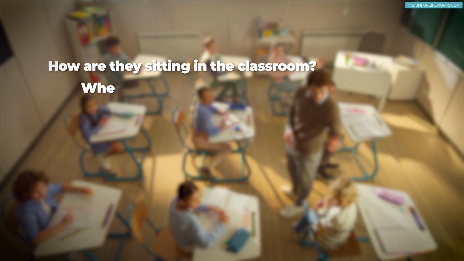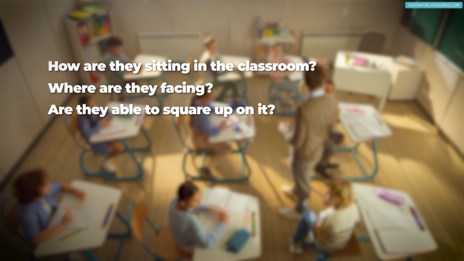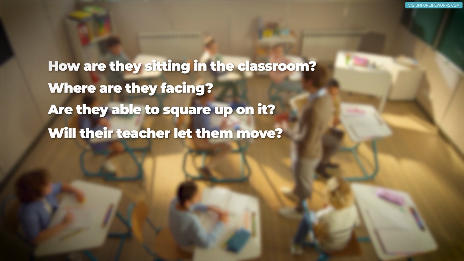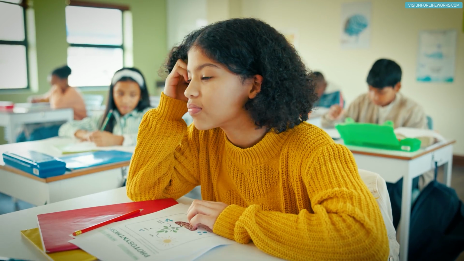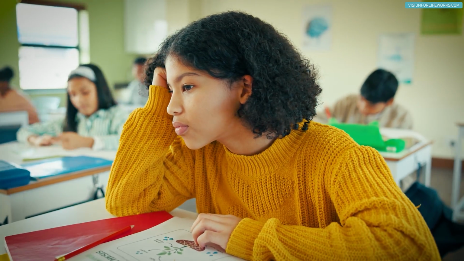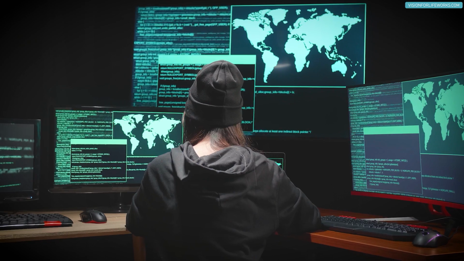So we have to actually make sure that our kids are asking questions about this. How are they sitting in the classroom? What are they facing? Are they able to square up on it? Will their teacher let them move? And if the kid says, no, my teacher won't let me move, probably that's not the case, we maybe just need mom or dad to go to the teacher and say, hey, they've got to be straight on with this because it's causing problems with their vision, or I don't want it to cause problems with their vision. So those are some of the things to look at.